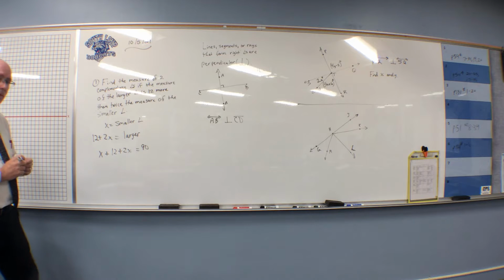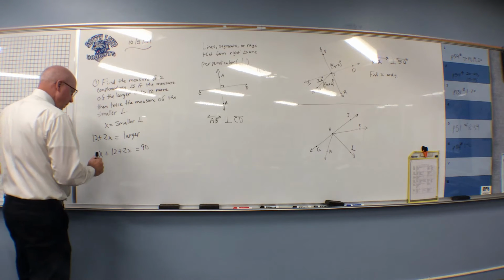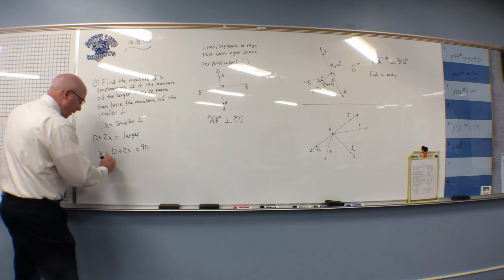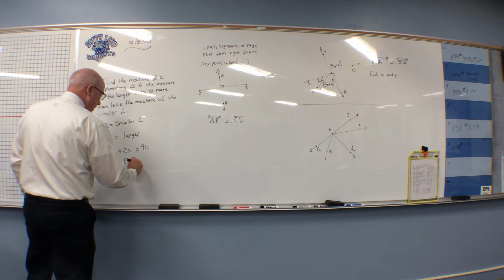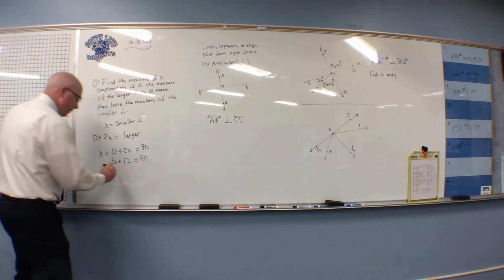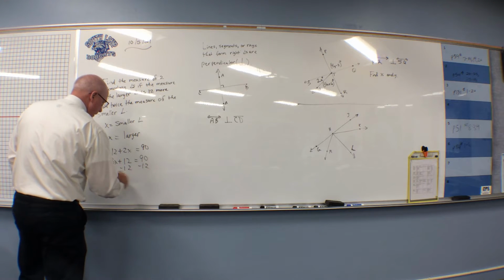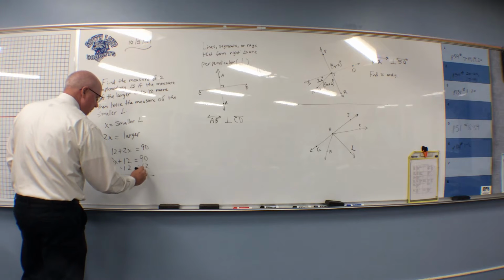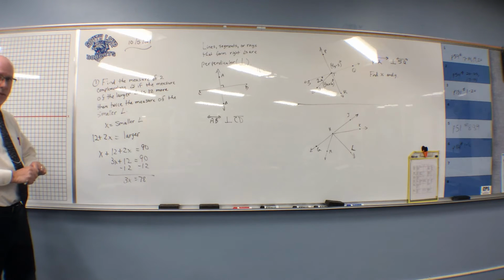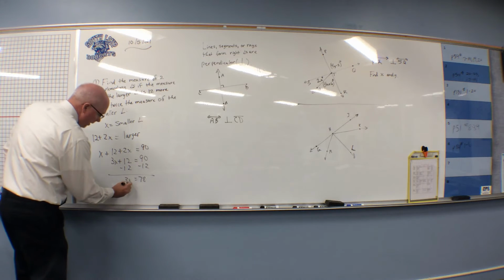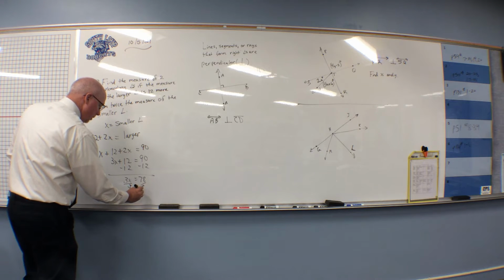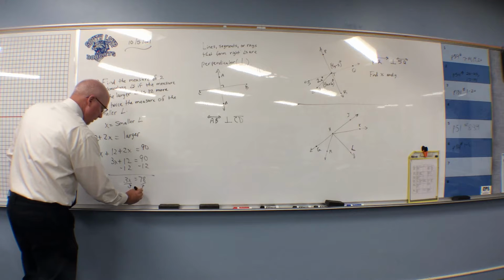All right, you might want to write that down. So x plus 2x is 3x. 3x plus 12 equals 90. Now I'm going to subtract 12 from both sides, correct? And I get 3x equals 78. Now is 78 divisible by 3? Yes, 7 plus 8 is 15. So we divide by 3, and I get x equals 26. Is that right?